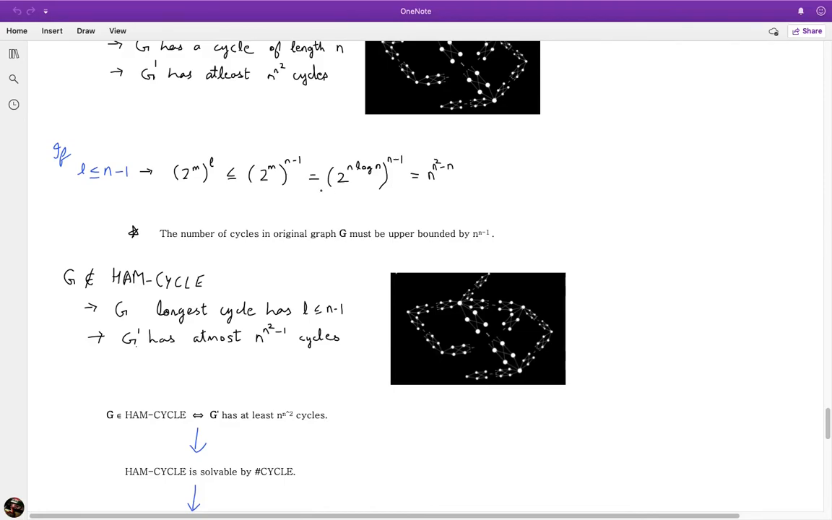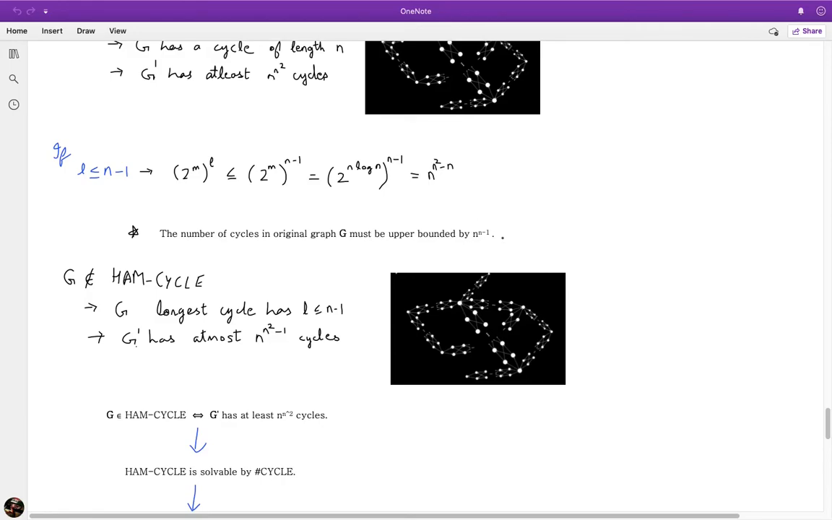So if we say the number of cycles in G is the maximum of n^(n-1), and all of them are of length n minus 1, then that is the maximum number of cycles in a graph which does not have a Hamiltonian cycle. That is the most number of cycles that you can get.